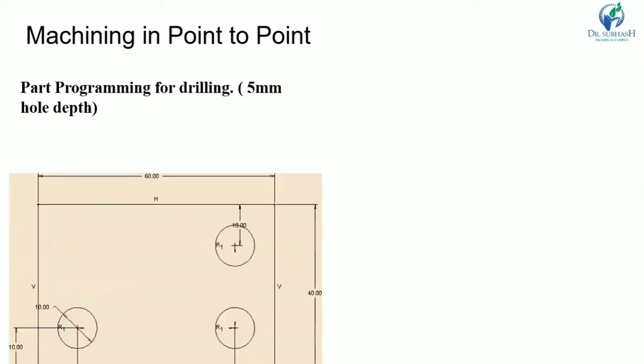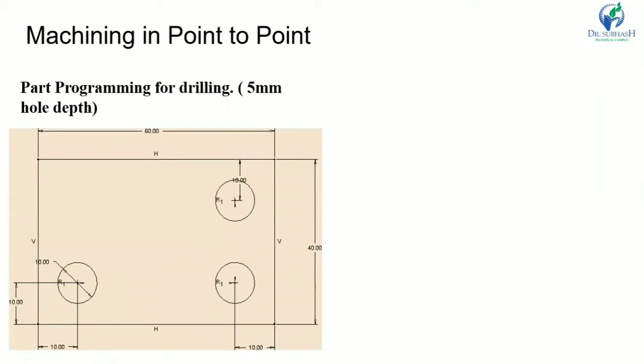So first, machining in point to point. In this point to point CNC system, the workpiece or the cutting tool moves from one point to another point, and machining is done at the specific points. No machining is done when the spindle or the workpiece is moving between the 2 points. To understand point to point machining, let us consider the workpiece shown in this figure.